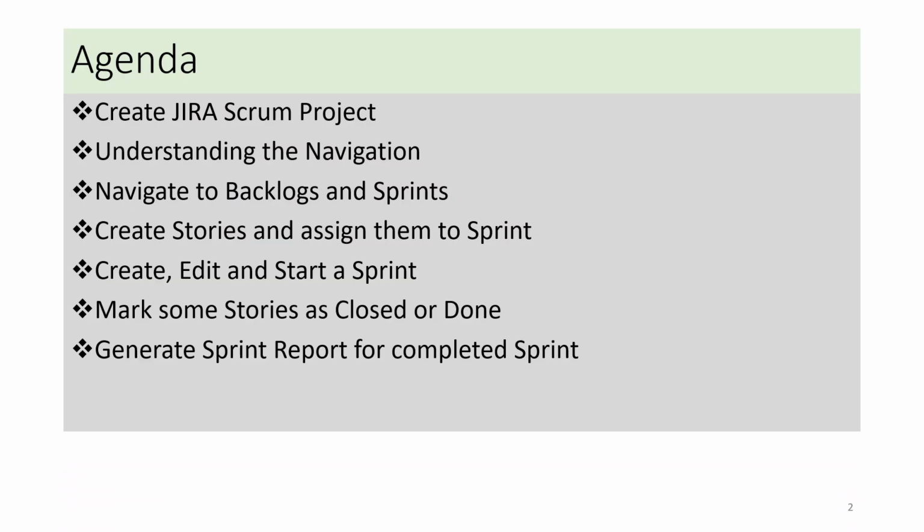So if I move to the agenda, this will be the agenda for this particular video. We will understand the creation of the Jira Scrum project, understanding the navigation in Jira which is available to us. We will also understand how we can navigate to the backlogs and the sprints. We will understand how to create the user stories and assign them to one of the Jira sprints. We will also understand how to create, edit, and start a sprint in Jira, mark some of the user stories as closed and done, and assuming or marking that the sprint is closed, how we can generate the sprint report for the completed sprint.